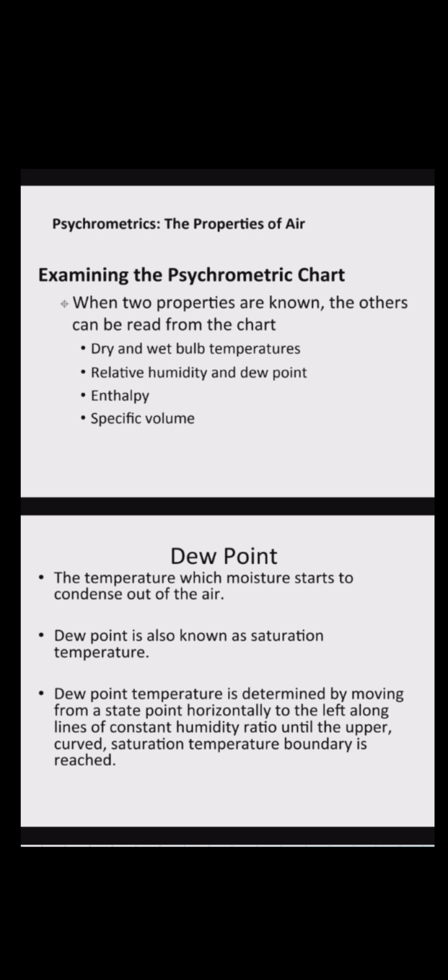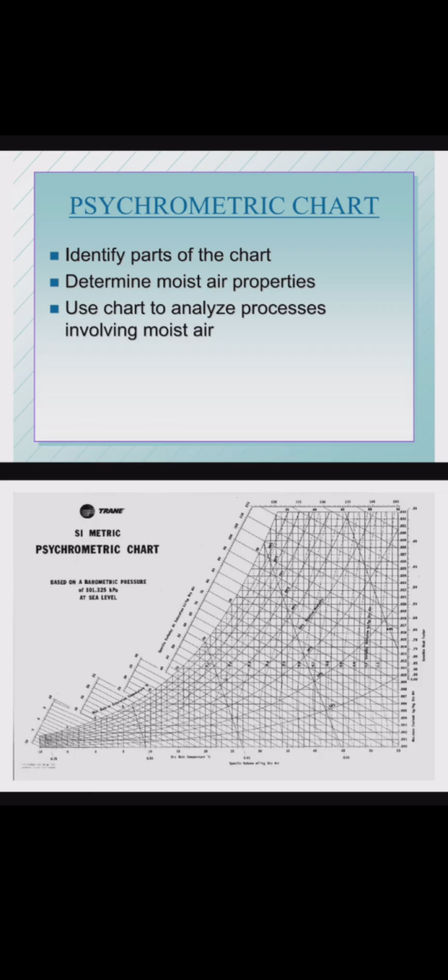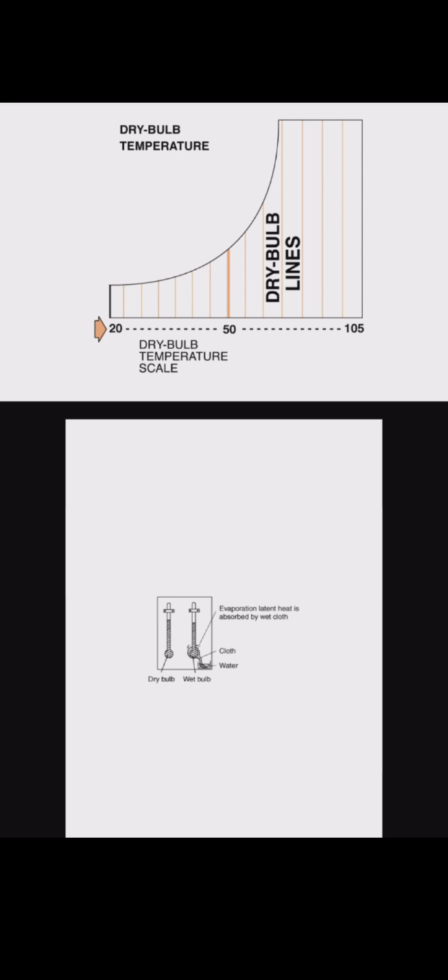Dew point temperature is determined by moving from a state point horizontally to the left along lines of constant humidity ratio until the upper, curved, saturation temperature boundary is reached. Psychrometric chart: identify parts of the chart. Determine moist air properties. Use chart to analyze processes involving moist air.